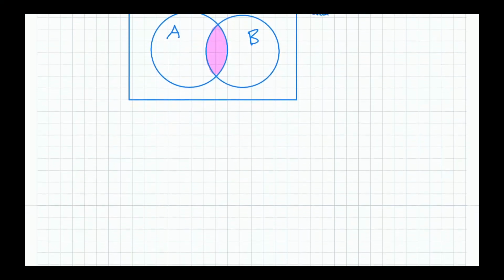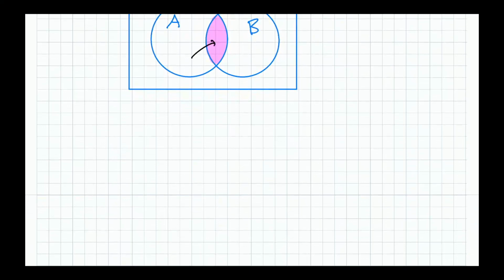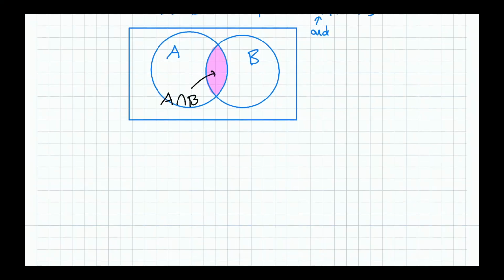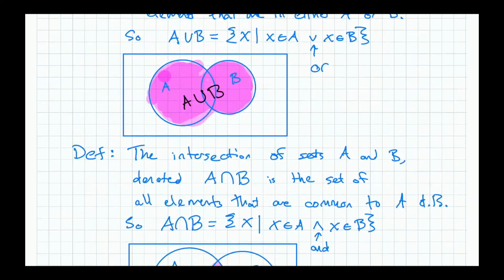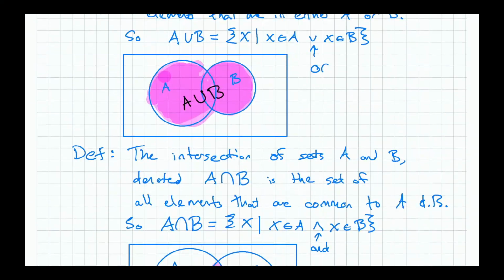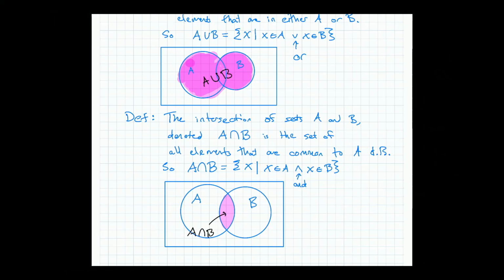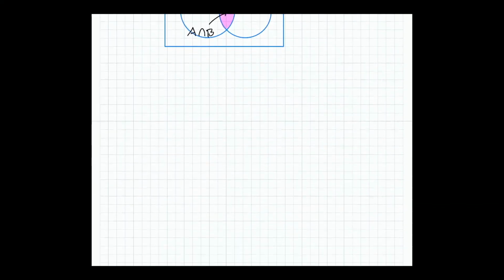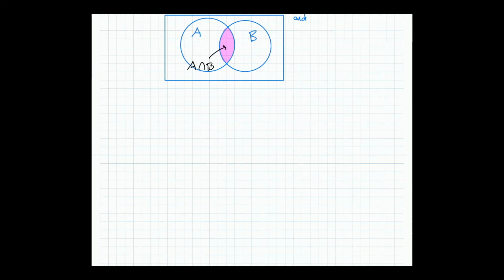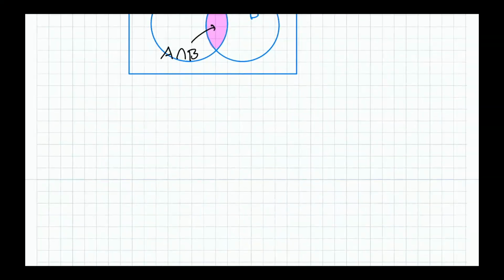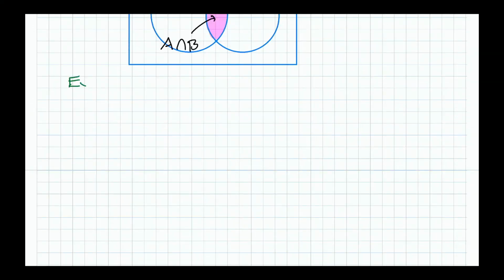Whereas this one is A intersect B. In order to be in the intersection, you have to be in both A and B. And in order to be in the union, you have to be in A or B, doesn't matter which. Those are the union and the intersection, the two most basic set operations for combining two sets. So let's do an example here. There's not a lot to do yet, but we can do something.